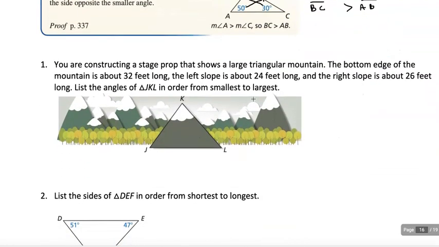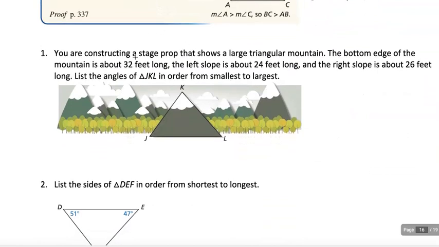All right, so let's take a look at this. You're constructing a straight prop. This shows a larger triangle mountain. The bottom edge of the mountain is about 32 feet long. Cool. The left slope is about 24 feet long. So this one here is about 24 feet. Now we got a third side here, right? And the right side is about 26. So we got three sides here.